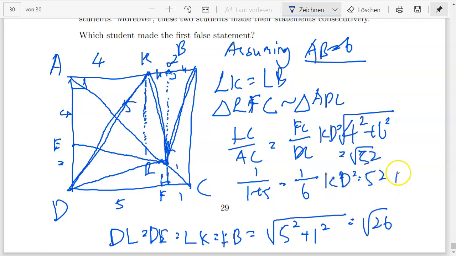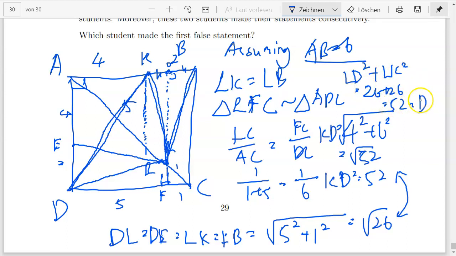And then observe that the relation between 52 and 26 is that 26 times 2 is 52. So maybe we can say LD squared plus LK squared equals 26 plus 26 equals 52 equals DK squared. There is a Pythagorean theorem which states that if ABC has a 90-degree angle, then we will have a squared plus b squared equals c squared, c being the longer side, the hypotenuse.